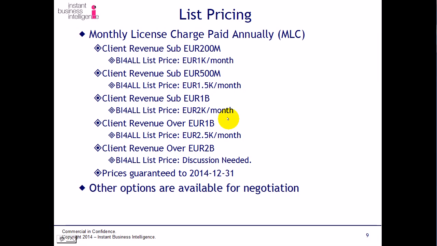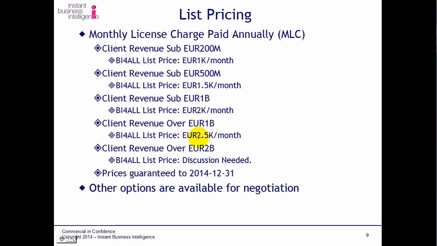Oh, that was actually correct. My apologies, I thought I had made a mistake there, and I just corrected it, and I made a mistake in the correction. So under 1 billion euros, 2,000 euros per month.